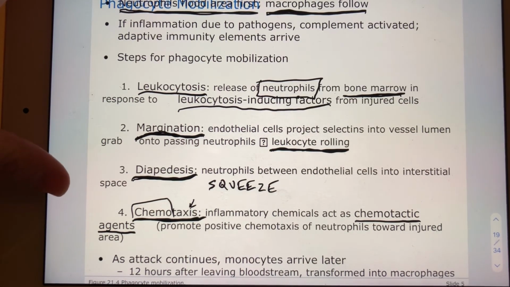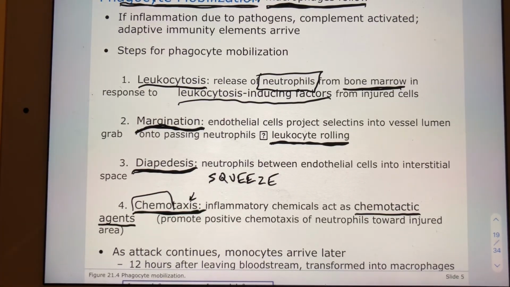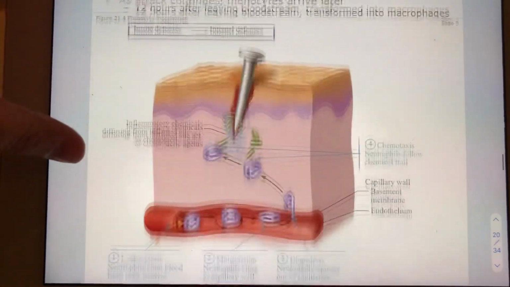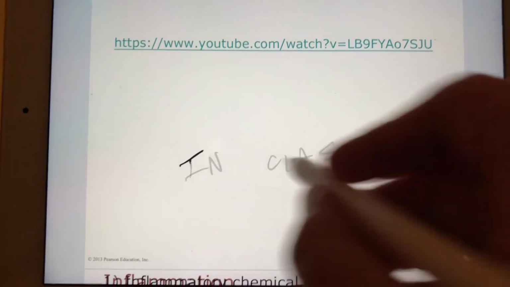As the attack continues, monocytes are going to arrive. They're going to leave the blood vessel via diapedesis and differentiate into macrophages and replace those neutrophils that are by now probably dying. Okay, there's some visual support for you on slide 21, but I think you'll actually be served best by the video that we're going to watch in class. So we'll watch this one together. This is on slide 22, okay?